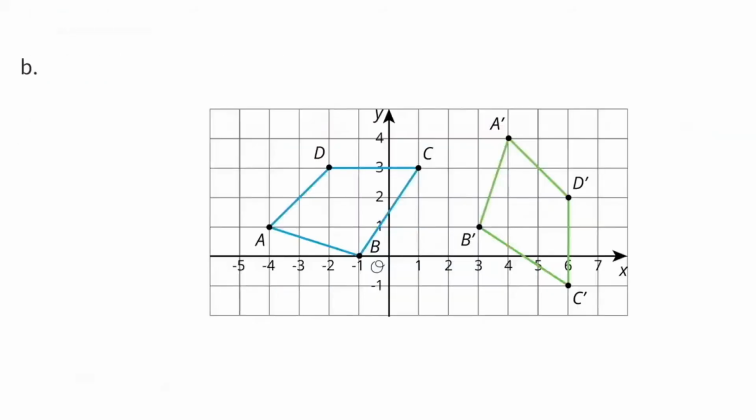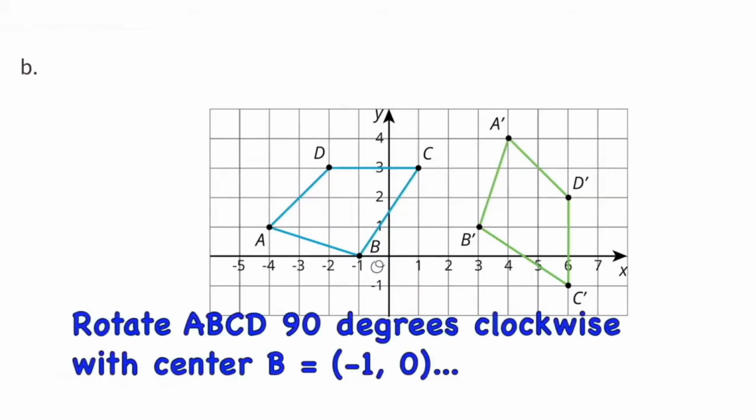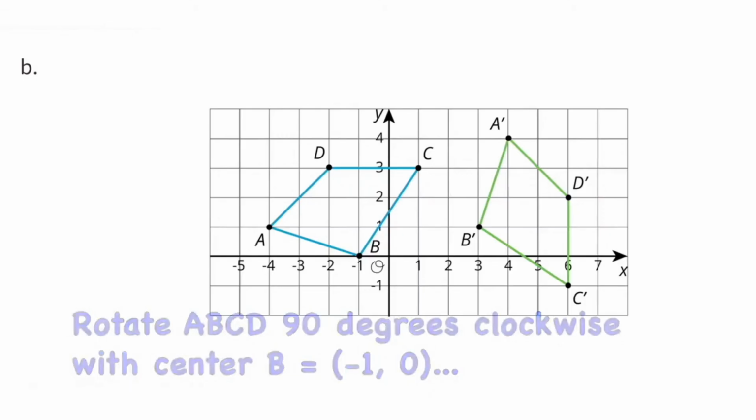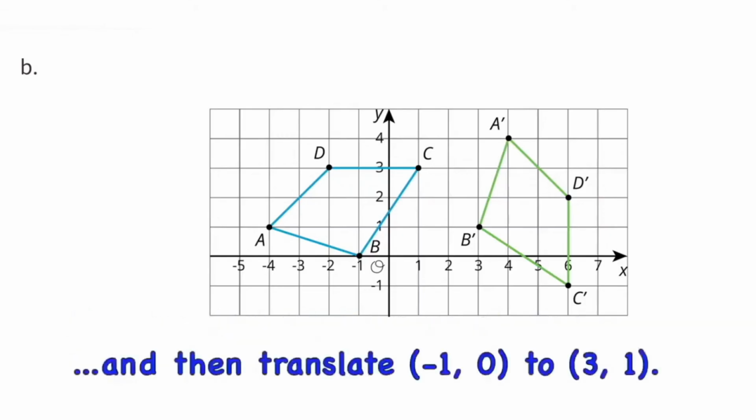B. To get from the first polygon to the second polygon, I would rotate ABCD 90 degrees clockwise with center B, equaling coordinates -1 and 0. And then translate coordinates -1, 0 to coordinates 3 and 1.